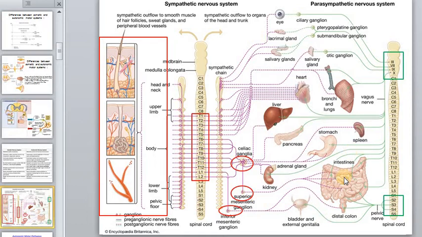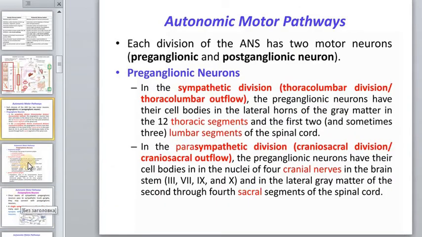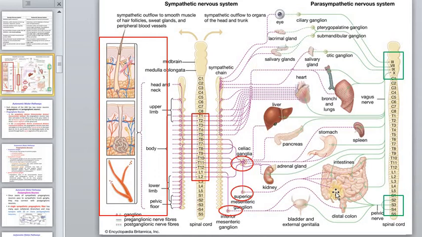Both divisions influence the third autonomic division, called the enteric nervous system. These systems are different in the structure of ganglia and the length of preganglionic fibers and postganglionic fibers. In the sympathetic division, the thoracolumbar division or thoracolumbar outflow, the preganglionic neurons have their cell bodies in the lateral horns of the gray matter of the spinal cord in the thoracic segments, and the first two and sometimes three lumbar. Here you see only the first two lumbar parts of the spinal cord.